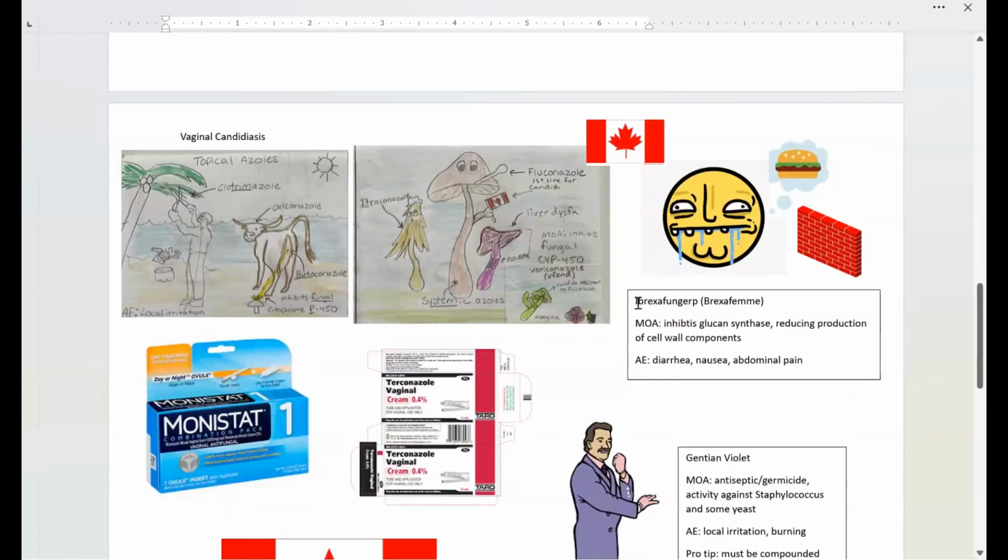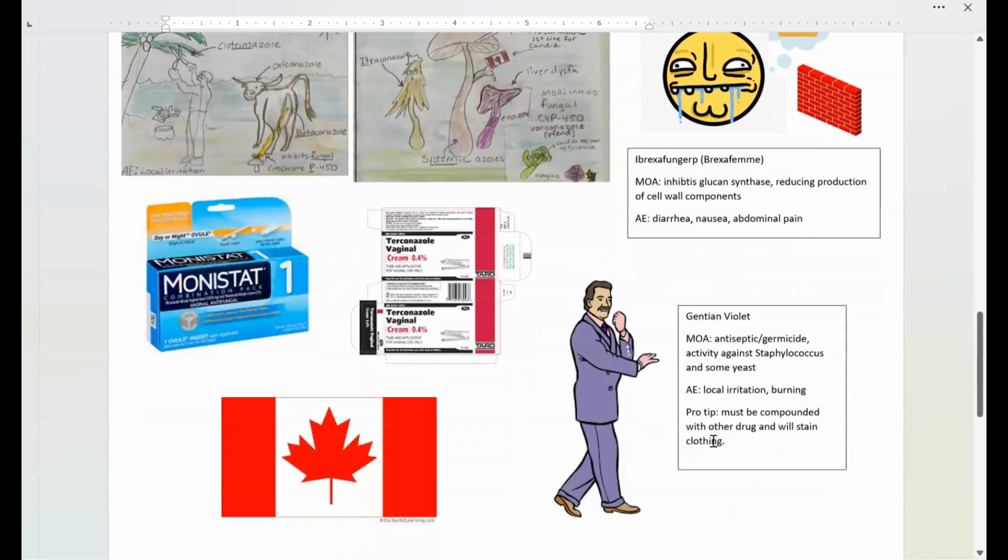So that sounds really stupid to say. And so I thought it sounded really derpy, like Ibrex Funger. So I have a derpy looking person who's hungry. And then there's a wall here because it inhibits glucan synthase, which reduces the production of cell wall components. Cell wall, there's a wall. Adverse effects are diarrhea, nausea, and abdominal pain. This little derpy dude looks like he would have all of those things.